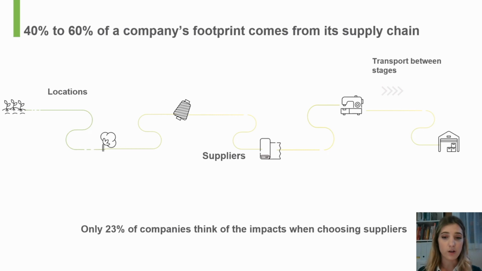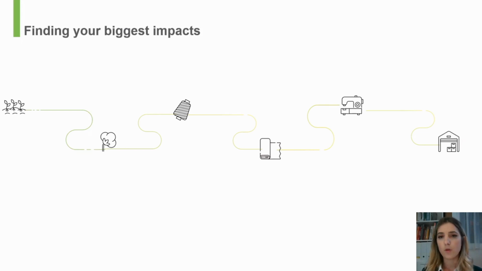Now, once you've laid this all out, the next step is to identify your biggest impacts. So, what are the major environmental issues at each of these stages? Is it the amount of water that's used? Is it the amount of energy that's required? Or the type of energy, the source of the energy that's being used here? Is it the chemicals that are used? Or is it the waste that is being produced at this stage?